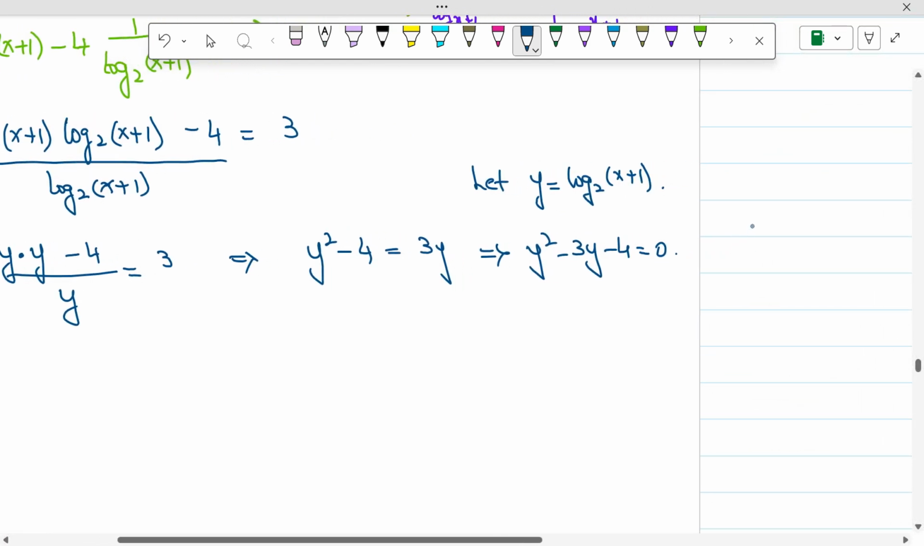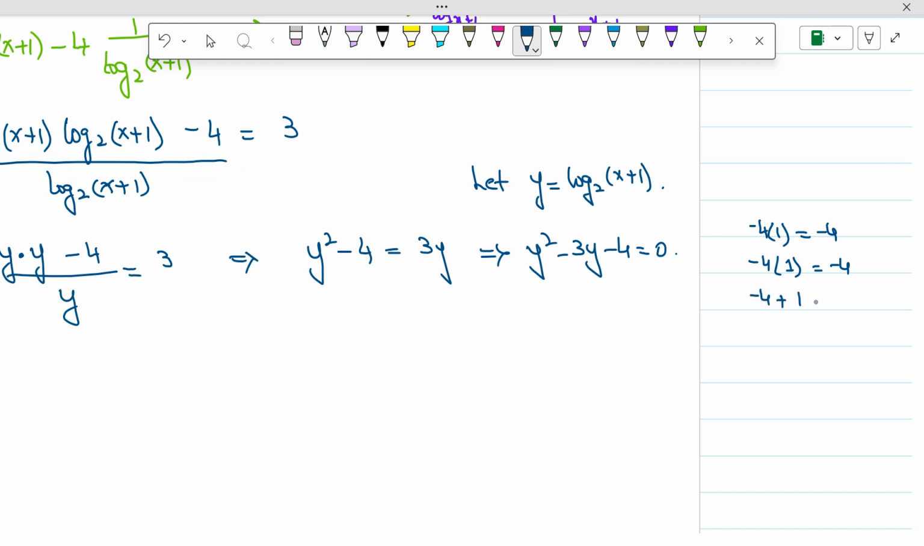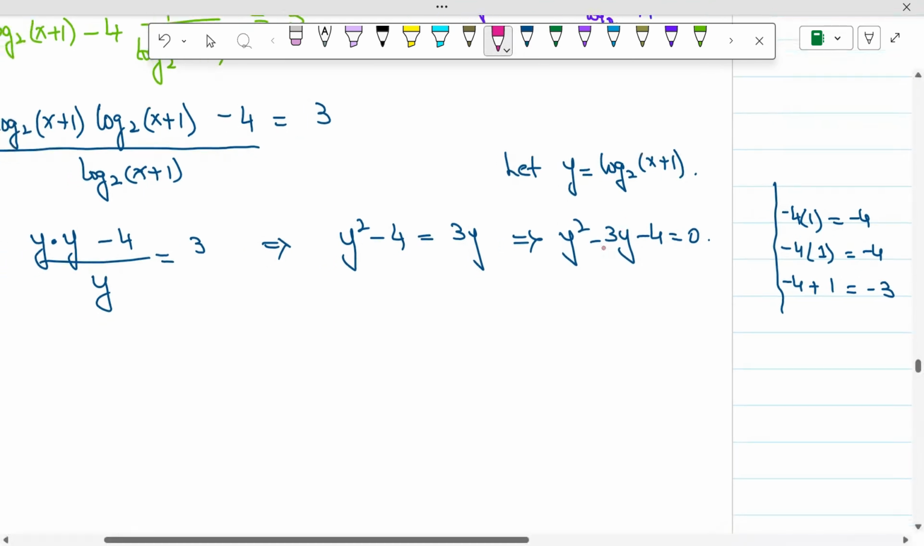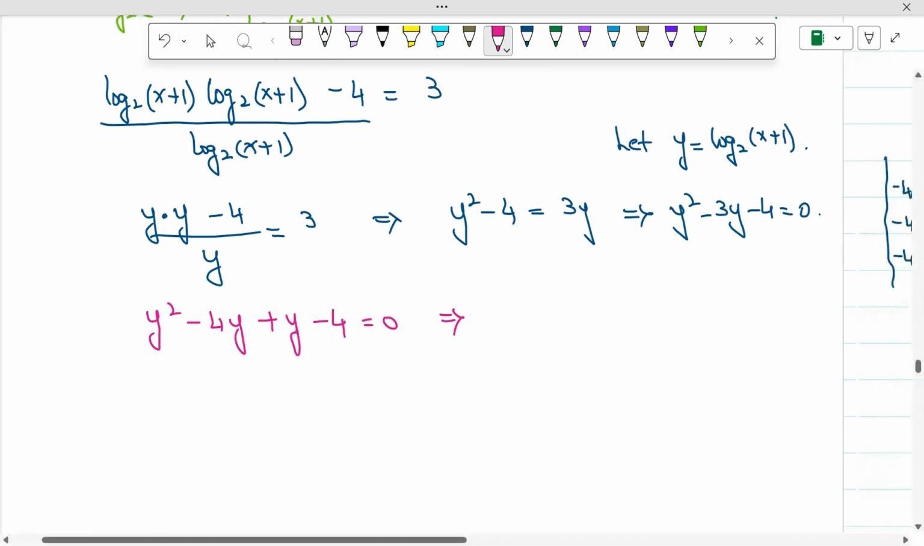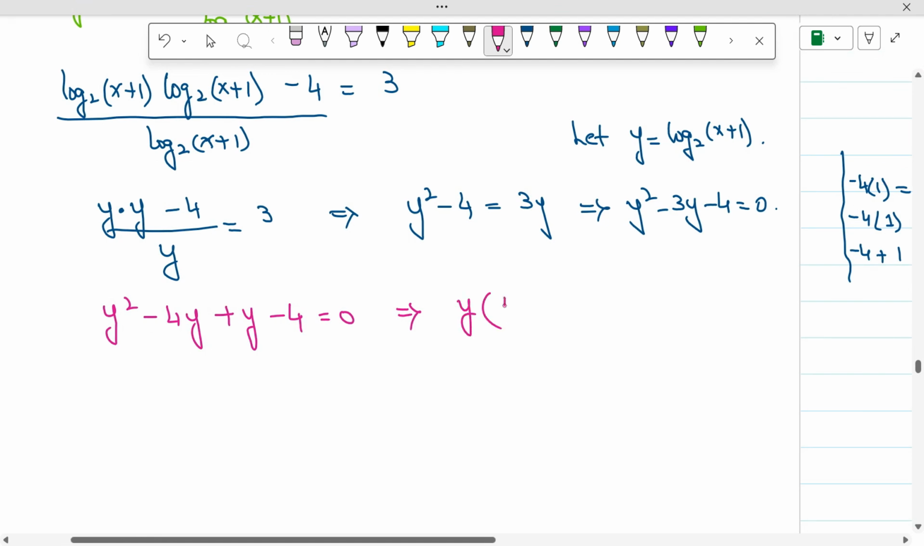It can be solved by finding factors: negative 4 times 1 is equal to negative 4, and when we add negative 4 plus 1 we will have negative 3. So we can use these calculations to solve this quadratic equation. So y squared minus 4y plus y minus 4 equal to 0. Taking y common, we will have y minus 4. Taking plus 1 common, we will have y minus 4 equal to 0.